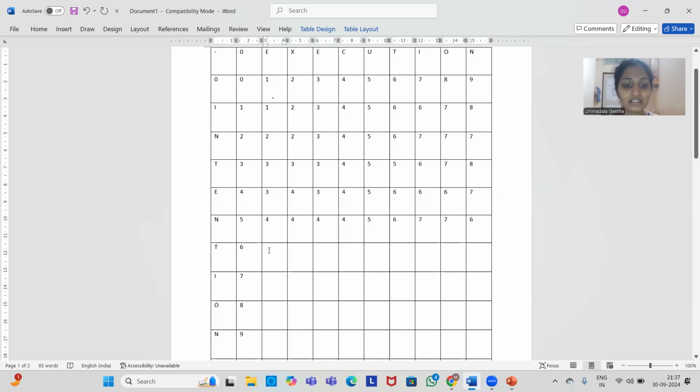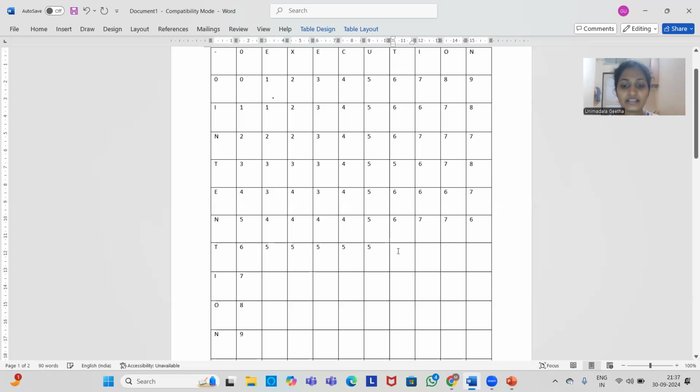Here we have to compare the letter T with the execution. T and E, the number will be 5. T and X, the number will be 5. T and E, the number will be 5. T and C, the number will be 5. T and U, the number will be 5.